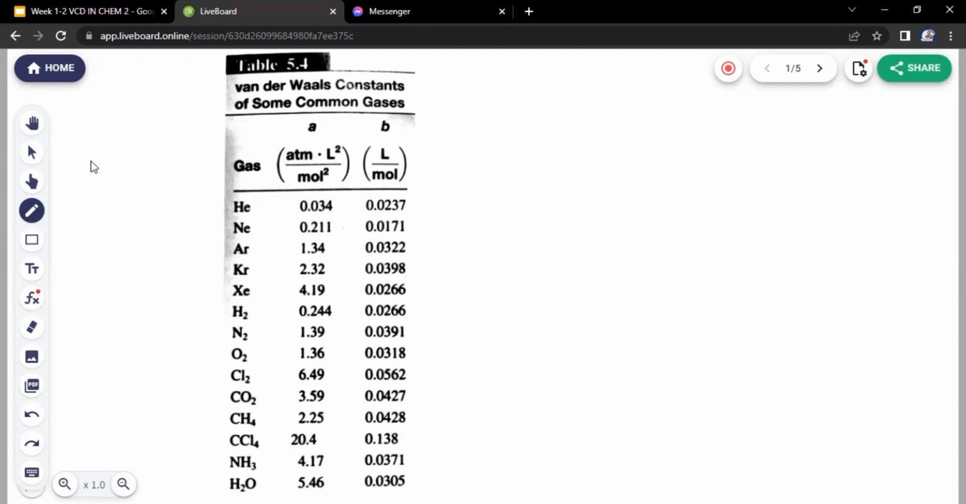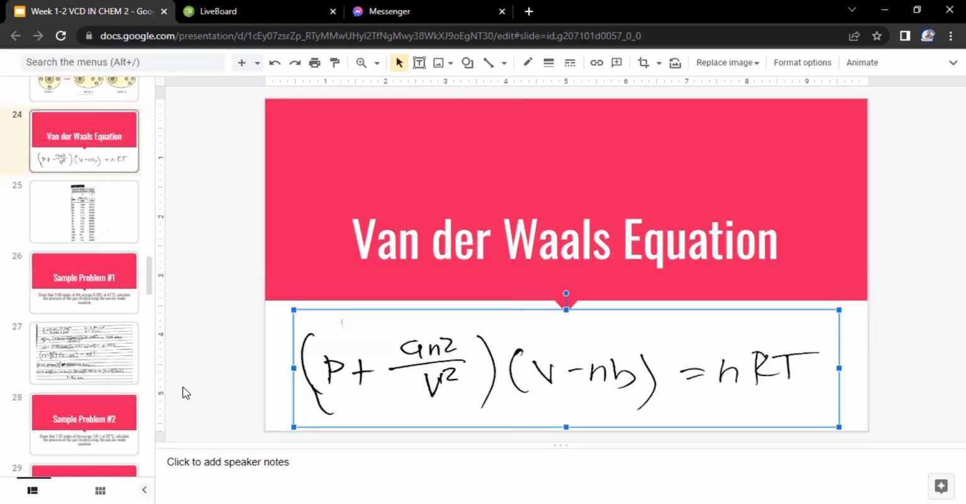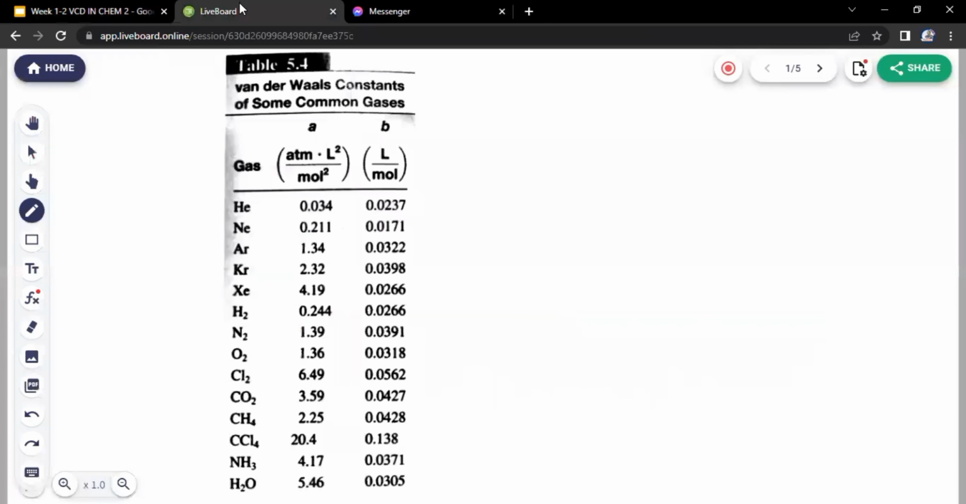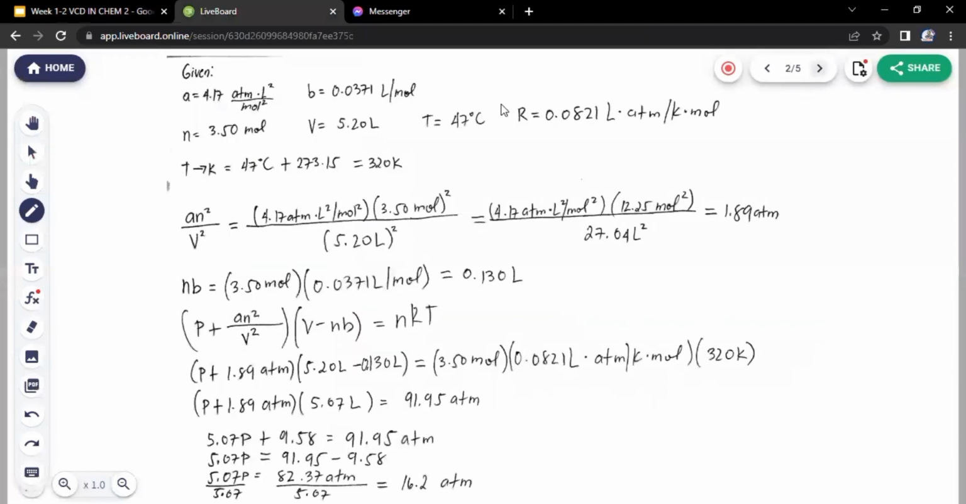All right, so to understand this better, we have sample problem number 1: given that 3.50 moles of ammonia occupy 5.20 liters at 47 degrees Celsius, calculate the pressure of the gas in atmospheres using the van der Waals equation. To solve this one, we have to find the given values first.